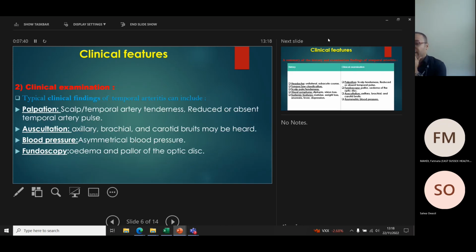Clinical examination. In clinical examination, you'll find palpation, auscultation, fundoscopy, and blood pressure. These four points are very important in a case of temporal arteritis. In palpation of the temple, on the side of the headache, you'll find tenderness, and there is a reduced or absent temporal artery pulse. So there are two signs: tenderness on the temple and absent or reduced temporal artery pulse.